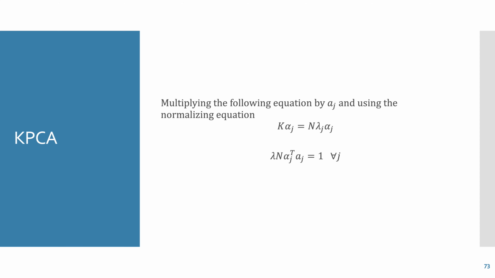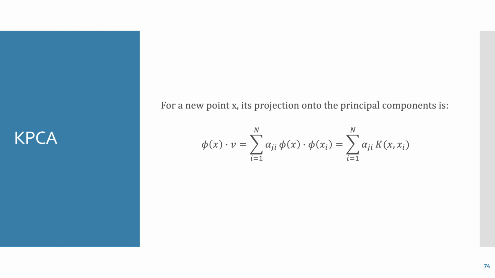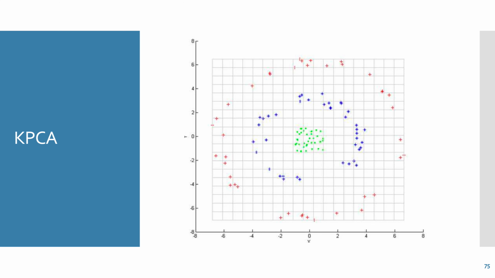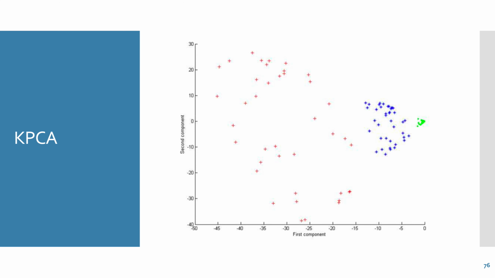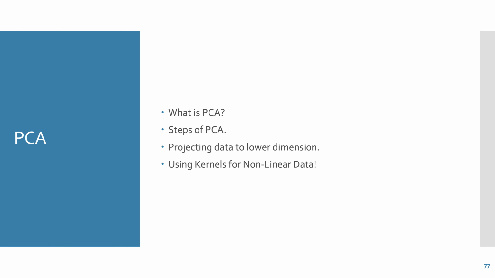For a new point x, its projection onto the principal components is simply this. Phi of x dot v reduces to the sum of alpha sub j times the kernel of x and all points in the training set. Look how simple it is. And now we have nonlinearity. So for data like this, it becomes this using KPCA. Using only the first principal component, we can separate this data. This video covers PCA, the steps of PCA, projecting data into a lower dimension, and using kernels to handle nonlinear data.